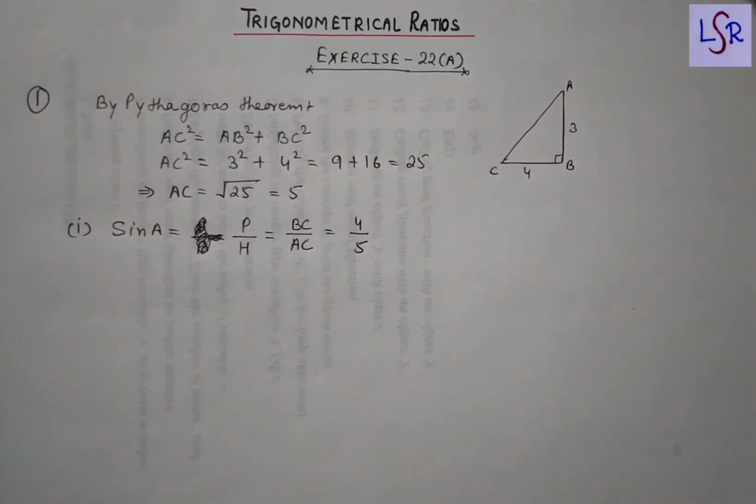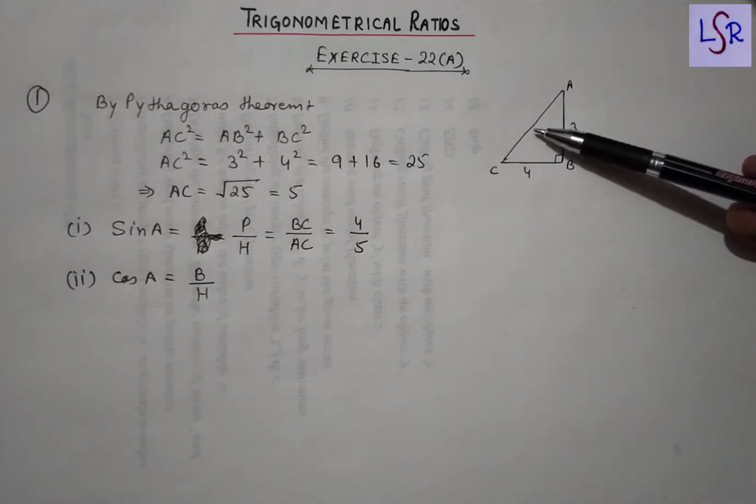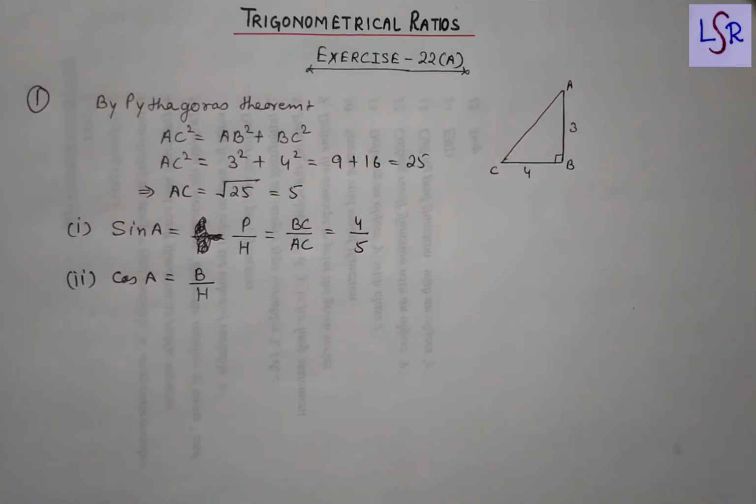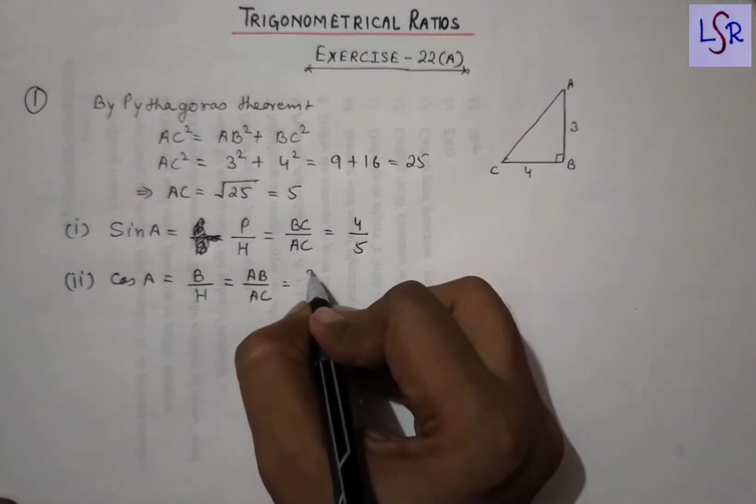Now we'll go for the second part, that is cos A. Cos A goes for base upon hypotenuse. For this A, this one is base and this one is hypotenuse. So it will become AB upon AC, and that is equal to 3 upon 5.